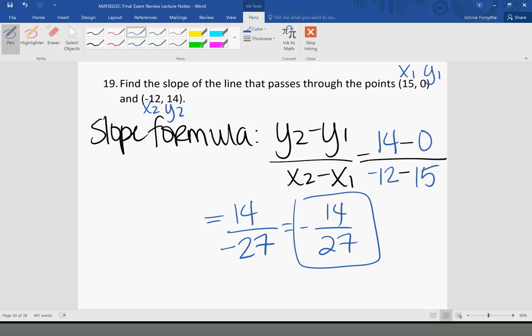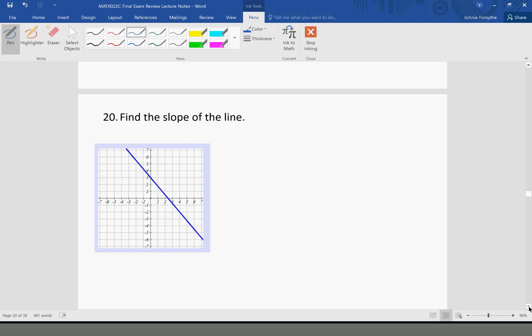Would this line be increasing from left to right or decreasing from left to right? See if you guys are still with me. If the slope is negative 14 over 27, would the line be decreasing from left to right or increasing from left to right? Decreasing. Yes, you get the grand prize of a virtual high five. Excellent. Both of you guys get that. Okay, let's keep going.